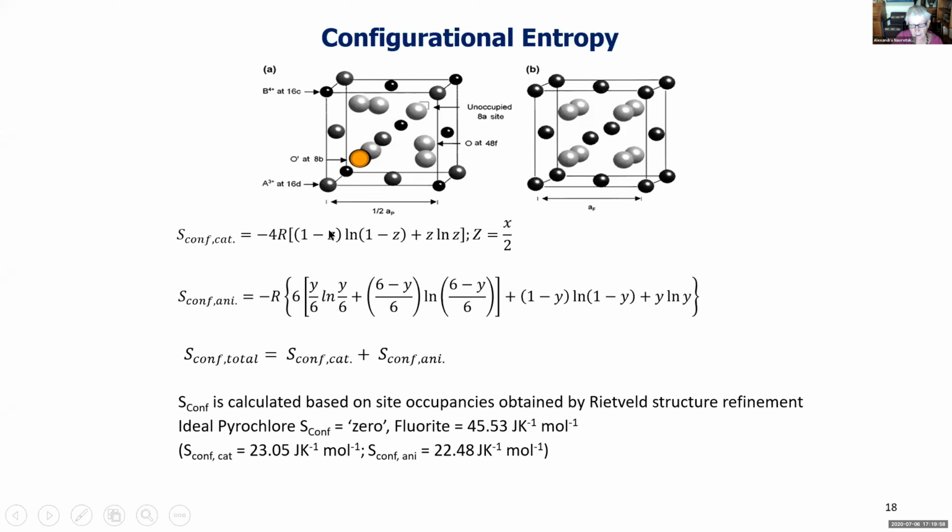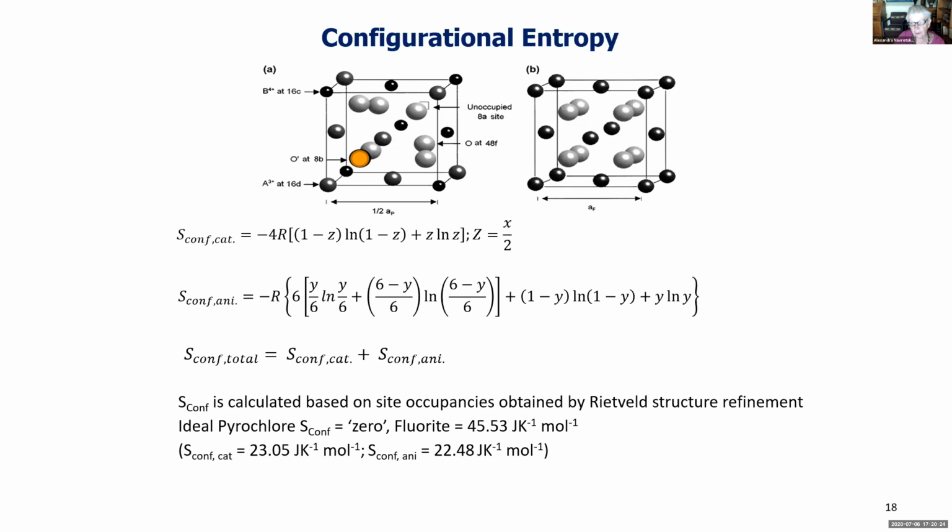For the cation sublattice, it's fairly straightforward, a simpler formula. For the anion sublattice, just because of the number of anions in the distribution and the fact that one oxygen site does not participate in the disorder, it's a little bit more complicated, but it's straightforward statistical mechanics.